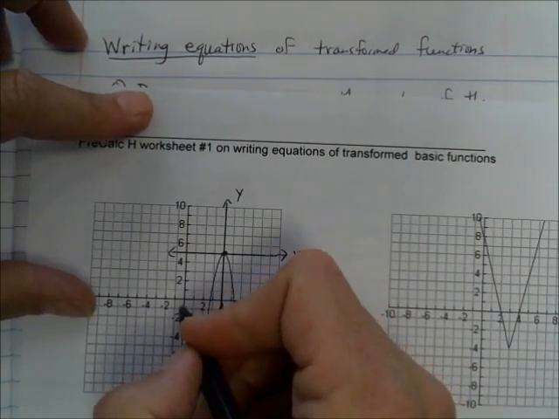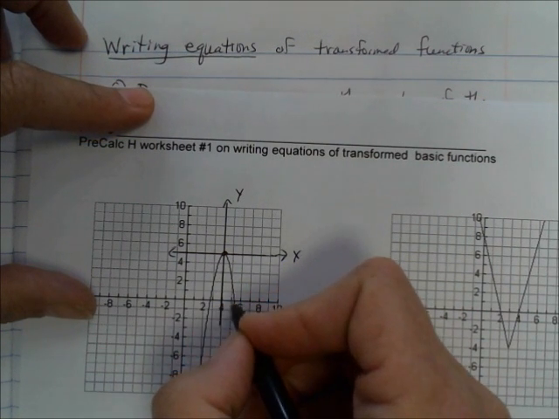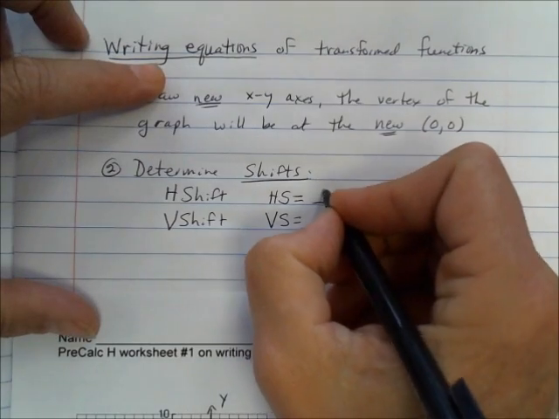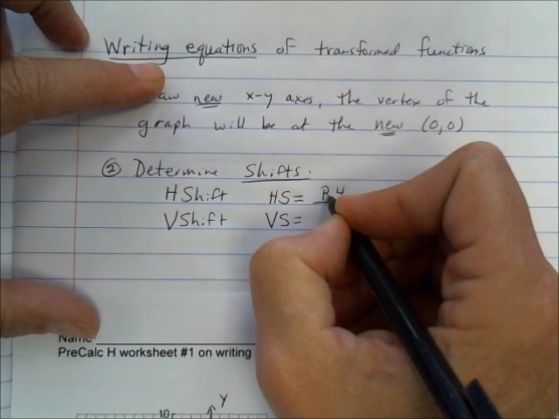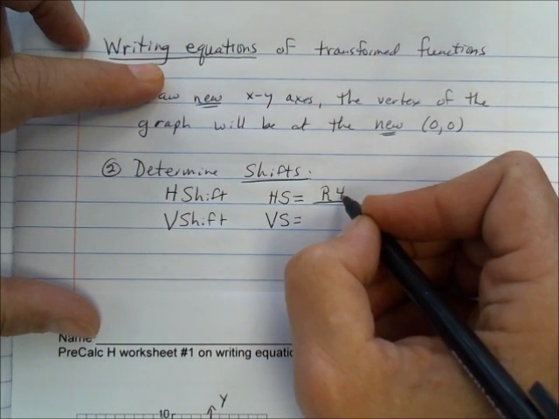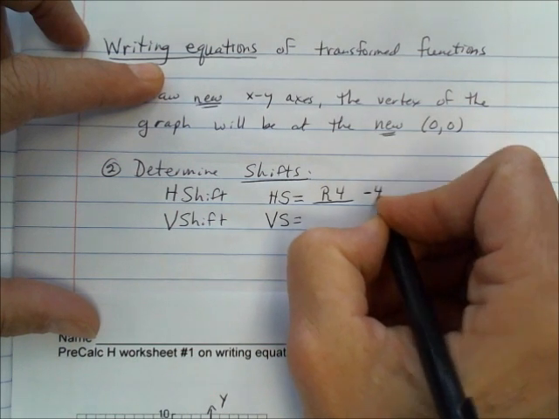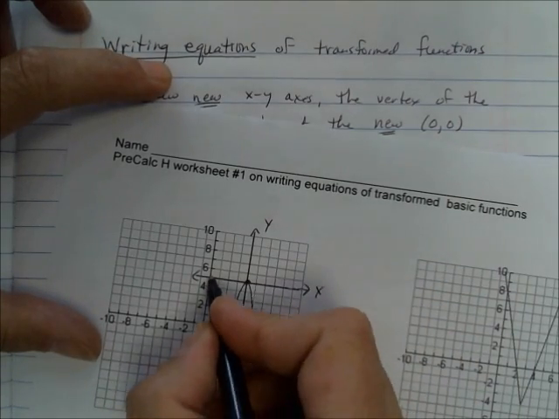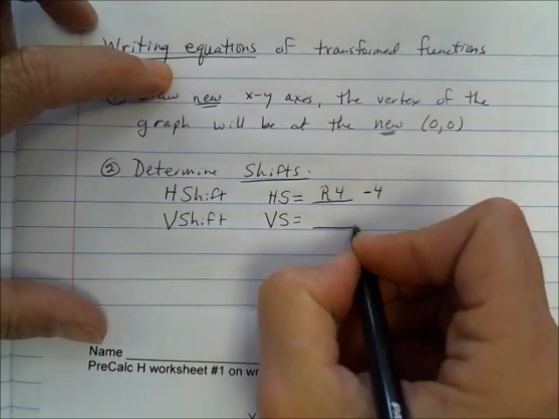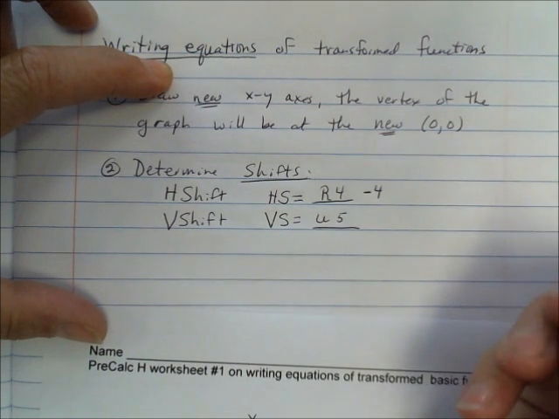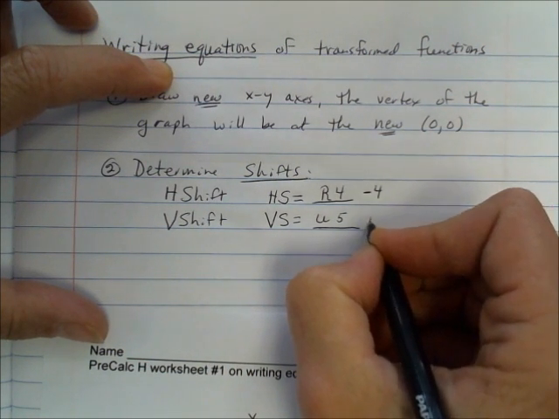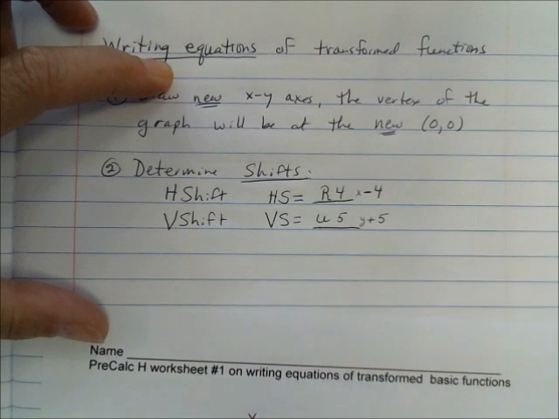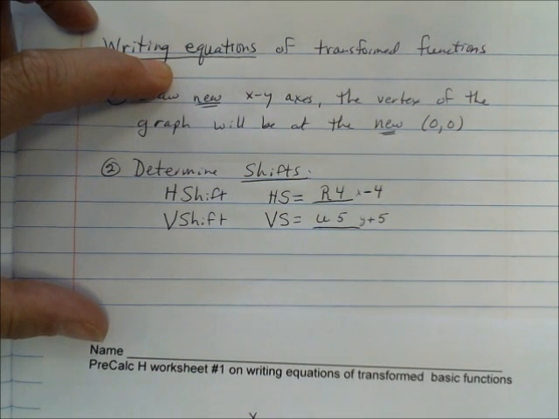When we look at this graph, we can see that it has been shifted to the right 4. So that's our horizontal shift, R for right. And when you move something to the right, remember that it's a -4 to the x's. Right is minus. And the vertical shift looks like it's been moved up 5, so I'll say U5 for up 5. That means we're adding 5 to the y's. So remember, y minus 5 and x minus 4 will be those shifts. That's the second step.